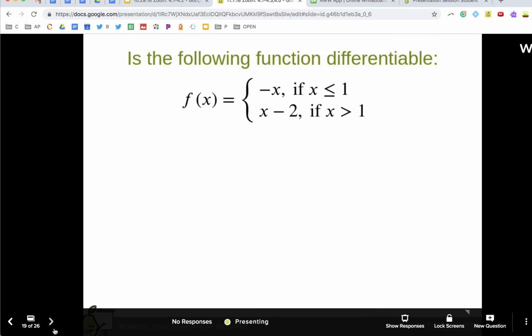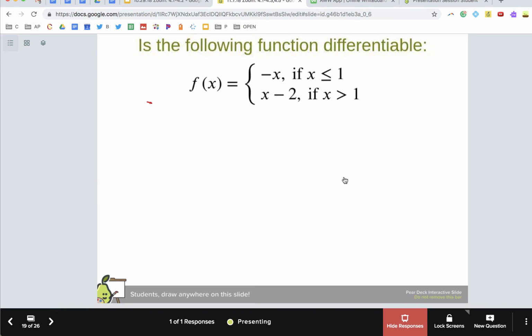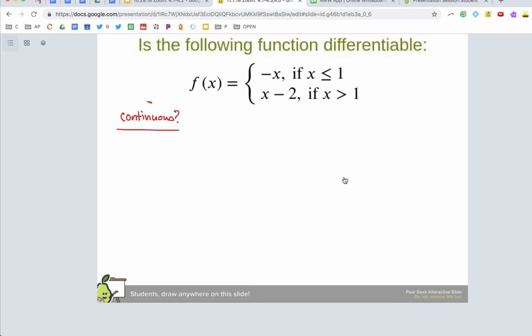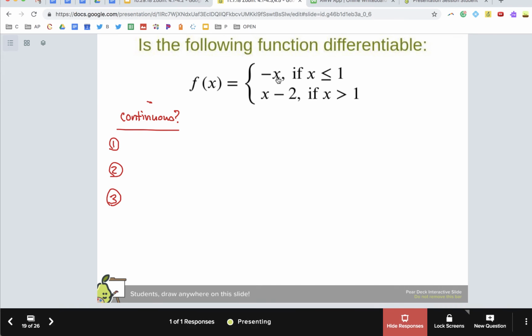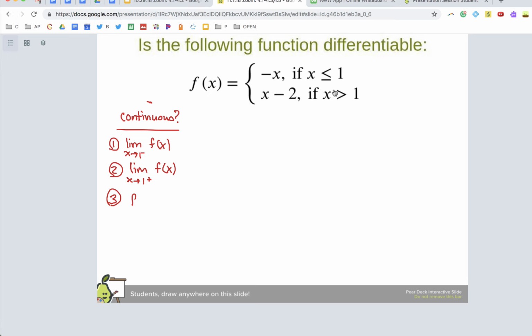Is this function differentiable? To prove that it's differentiable, let's first show that it's continuous. To show continuity, we need 3 things. And our point here of potential problem is 1, right? We know this is continuous, we know this is continuous, but at 1, we change definition. So we need to look at 1, the limit from the left, the limit from the right, and f of 1.